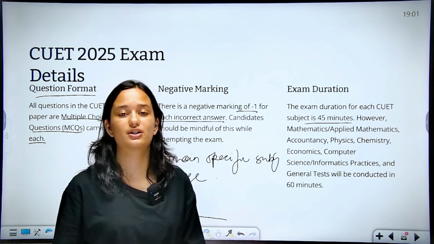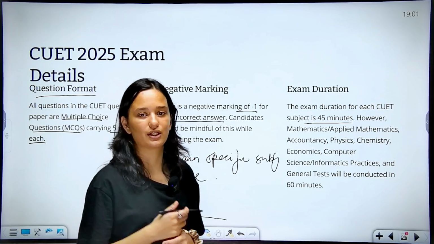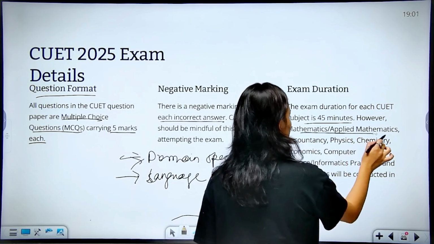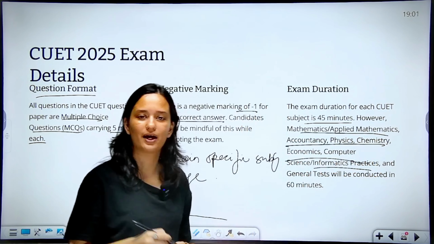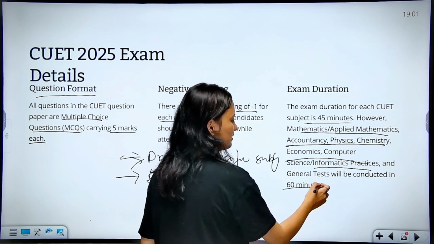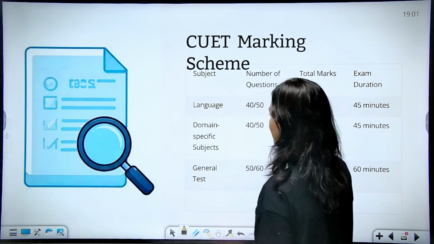You must practice mock tests and track how much time it takes you to complete one mock test, so that you can increase your speed and perform better in your examination. However, mathematics, applied mathematics, accountancy, physics and chemistry are practical subjects that require you to solve various kinds of mathematical problems. So obviously they will give you 60 minutes. The general test also gets 60 minutes; they give you extra time. Next is the marking scheme.